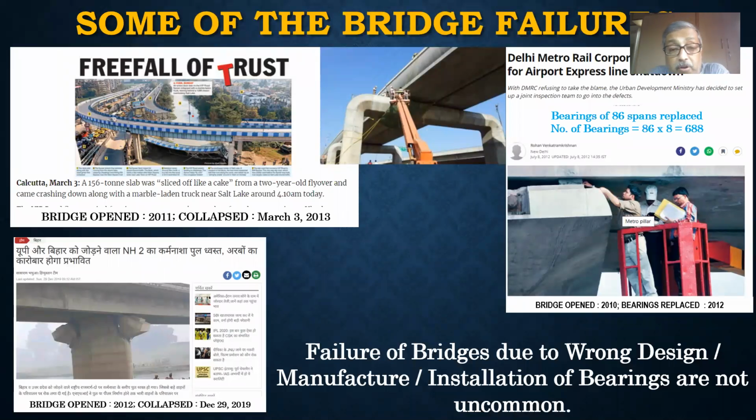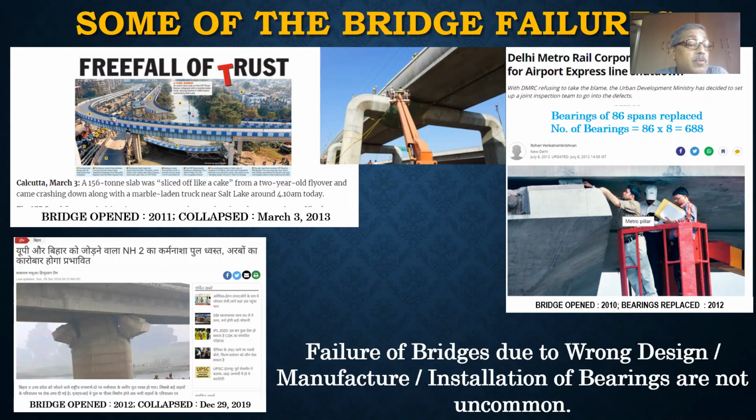It is on the topic of lessons learned from bridge bearing failures. We have seen a number of bridge failures in the recent past, and recent past means over the last decade or so. Many of these bridge failures are attributable to the failure of the bearing. What you see in this slide are some examples of bridge failures caused by bearings.